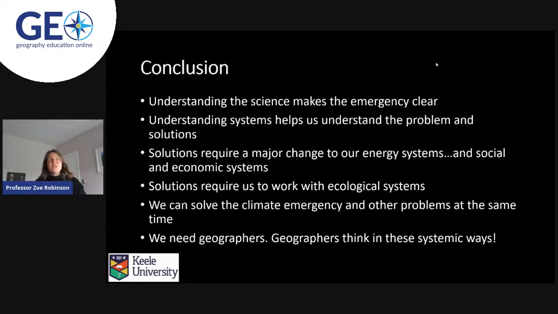And we can solve the climate emergency and other problems at the same time. Tackling many issues within the energy system will also help us tackle issues of poor air quality, and issues of poor housing, which needs to be tackled with equity at its heart. And ultimately, my conclusion is we need geographers, because as geographers, we think in these systemic, joined up ways that cross between the physical and the human sphere. And the climate emergency needs people who can cross between those physical, natural, and human systems.